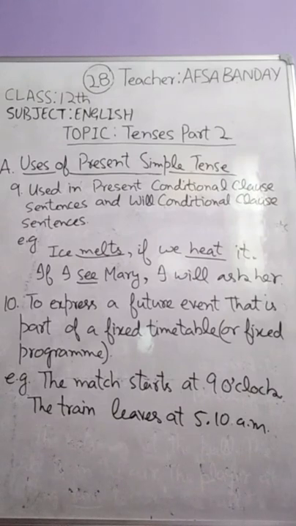Number ten, to express a future event that is part of a fixed timetable or fixed program, but it's related to a future event. For example, the match starts at 9 o'clock. That means whether it is tomorrow or next week, if it's a fixed timetable about some future event, we use present simple tense. Or we say the train leaves at 5:10 a.m. So it's a fixed timetable for the train to leave at 5:10 a.m. So we used present simple form leaves, and in the above example we used present simple form starts.